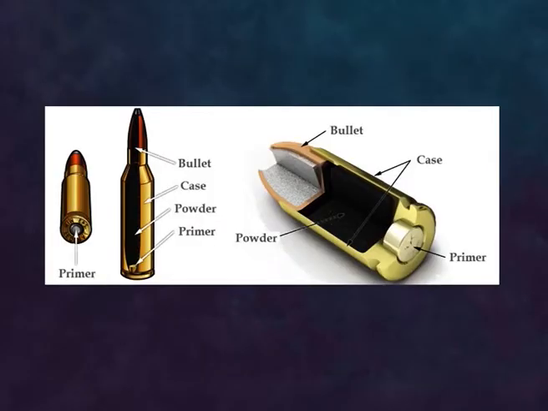All rifled cartridges are mainly divided into four parts. First is case. The cartridge case contains primer, powder and bullet. It is usually made up of brass for rifle, pistol and revolver ammunition. Those cartridge cases which are meant for high velocity weapons are long and bottlenecked.